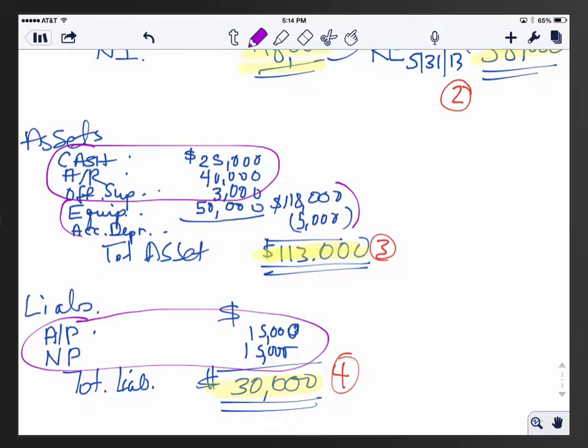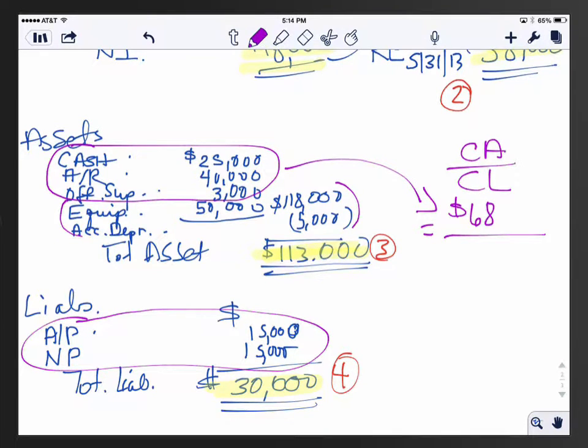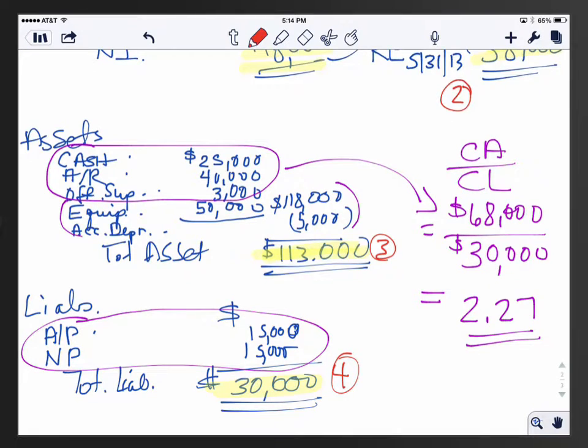So we're going to have current assets divided by current liabilities. All right? So current assets are these right here, 25 plus 40, that's 65, plus 3 is 68,000. And we're going to divide by our current liabilities, which is, I don't even have to do math for that, 30,000. 68 divided by 30 is going to give us 2.27 for our current ratio. Now, this is number 5, just highlighting it for you.